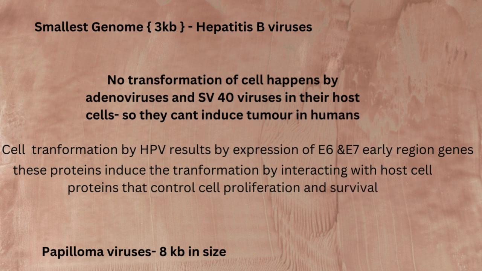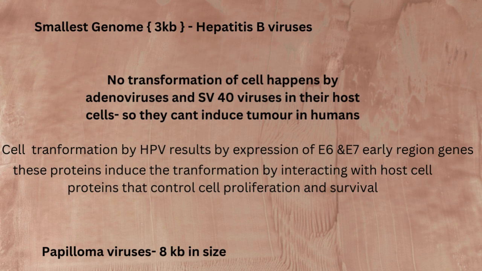So thus transformation happens and an increase in the number of cells happens, right? Virus multiplication happens. But in the case of adenovirus and SV40 virus, it doesn't happen. Cell transformation by human papillomavirus results from the expression of E6 and E7 early region genes. These are the main important genes for the expression. These proteins induce the transformation by interacting with the host cell proteins and controlling cell proliferation and multiplication.